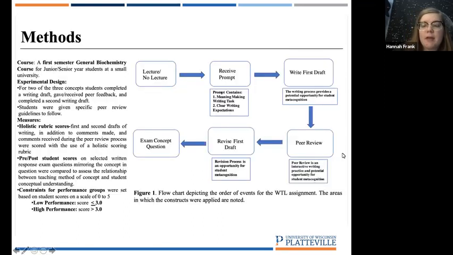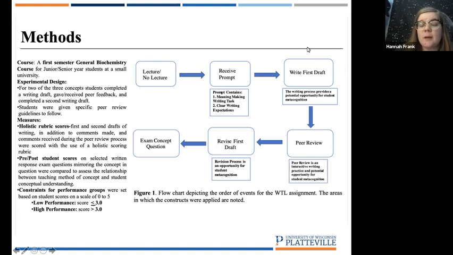And so looking at our methods here, the one thing I want to point out is this flow chart we have over here on the right. This outlines the process that students follow as they go through that writing process and complete these writing to learn assignments. Depending on the experimental group, for some concepts, students received a lecture first before they received the prompt, but if they were not in the lecture group, then they started out the process by just receiving that prompt. And in that prompt, we have that meaning-making writing task, as well as those clear writing expectations.